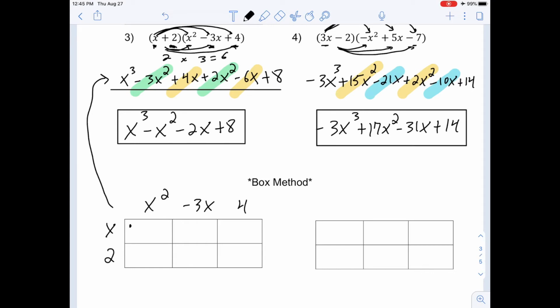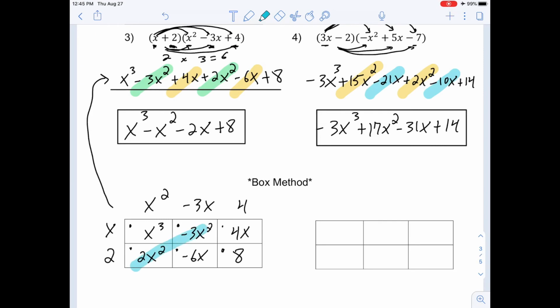So here is x times x squared, which is x to the third. And then here is 2 times x squared, which is 2x squared. And then we have here x times negative 3x, which is minus 3x squared. Here, 2 times negative 3x, which is minus 6x. Here, x times 4, which is 4x. And then here, 2 times 4 is 8. So you can see, again, all of these terms match with the terms that we have up top.